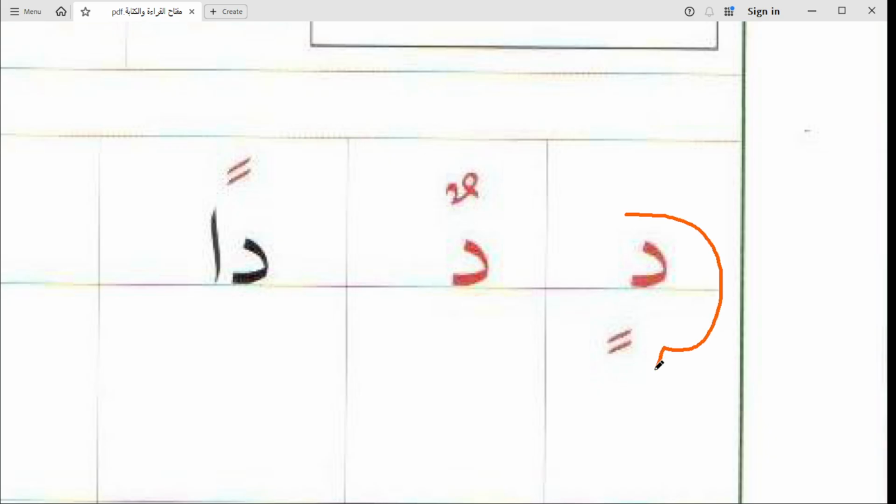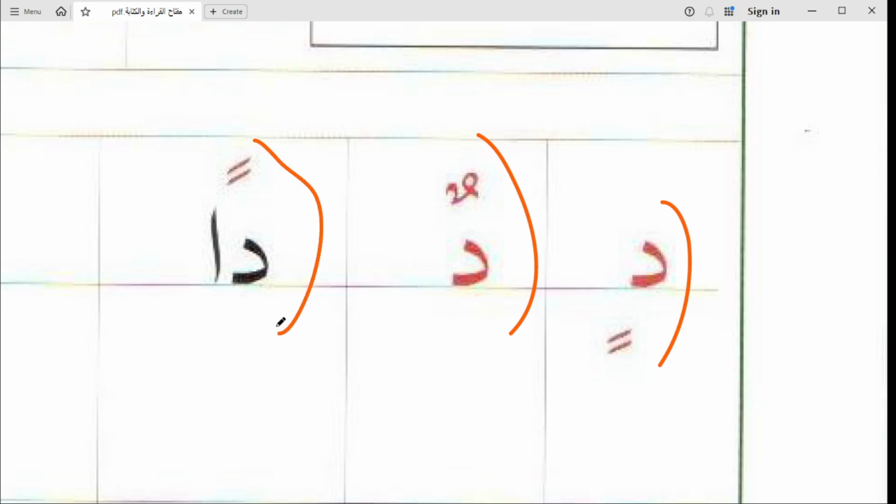So Daal with Tanween al-Kasr is going to be din. With Tanween al-Dhamm is going to be dun. With Tanween al-Fath is going to be dan. Alright? So din, dun, dan.